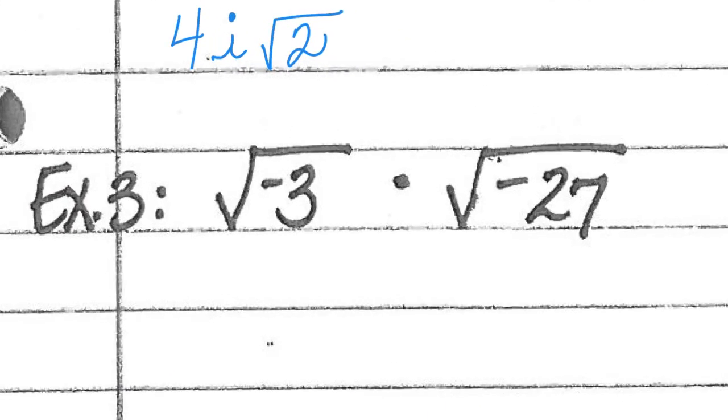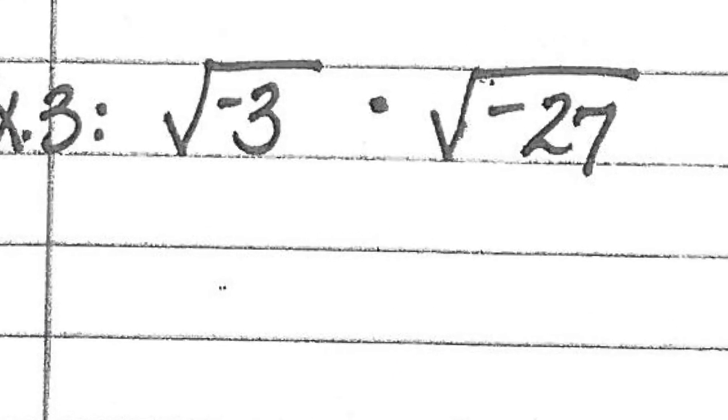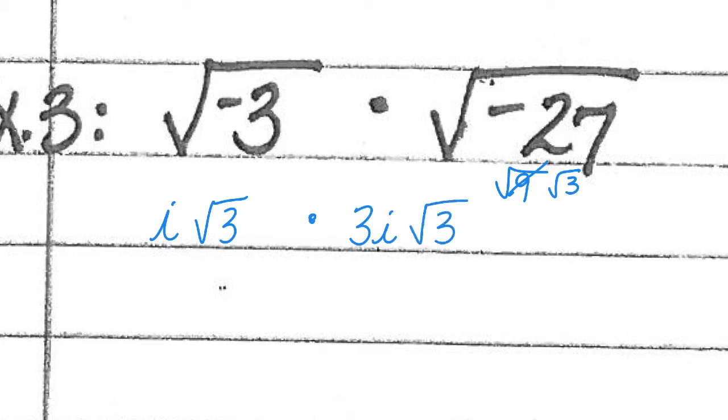When you're multiplying, this is the most important time to pull out your i's first because you want to show those i's that we're multiplying i times i. So this will be i root 3. And we know 27 can break down to 9 and 3. And this would be 3i root 3. And now we're just multiplying.